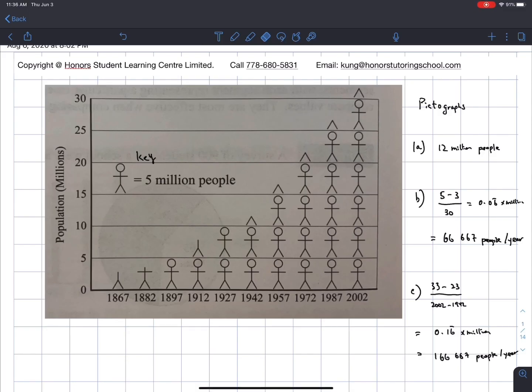We have food more available, clean water more available, and medical care also becoming a lot more available compared to before. Okay, that's the end of question 1. I'll see you in question 2.